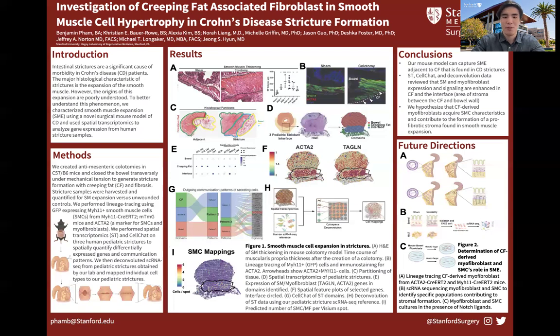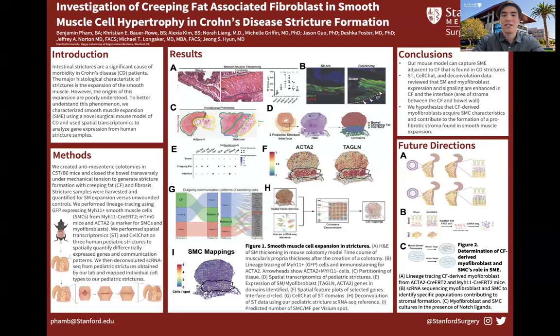Using this model, we were able to lineage trace MyH11 smooth muscle cells and immunofluorescently stain for ACTA2, a marker of smooth muscle cells and myofibroblasts. On the human side of our analysis, we were able to collect 3 human pediatric samples. We were then able to send these samples for single-cell RNA sequencing and spatial transcriptomic analysis to spatially quantify gene expression and cell signaling patterns.